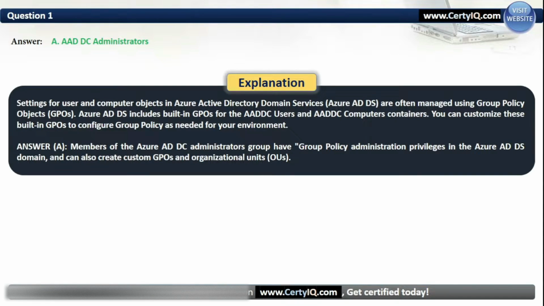Settings for user and computer objects in Azure Active Directory domain services are often managed using group policy objects. Azure AD DS includes built-in GPOs for the Azure Active Directory DC users and Azure Active Directory DC computers containers. You can customize these built-in GPOs to configure group policy as needed for your environment. Answer A. Members of the Azure AD DC administrators group have group policy administrator privileges in the Azure AD DS domain and can also create custom GPOs and organizational units.